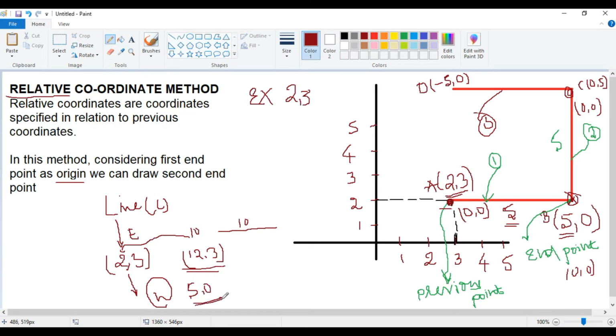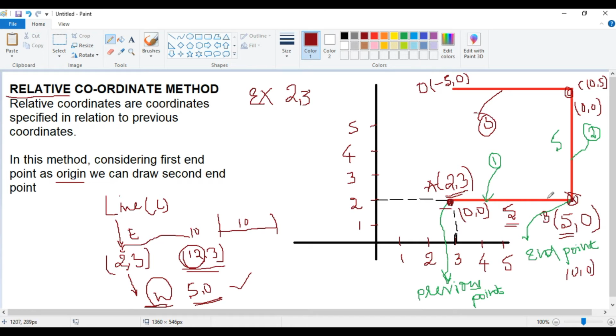To move from the absolute method to the relative method, we consider the previous point as 0 comma 0. For that reason we write the at symbol, and only then will it work and give this second endpoint.